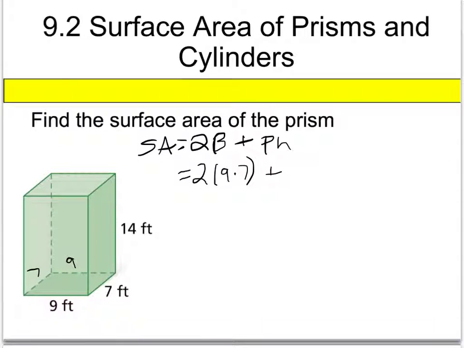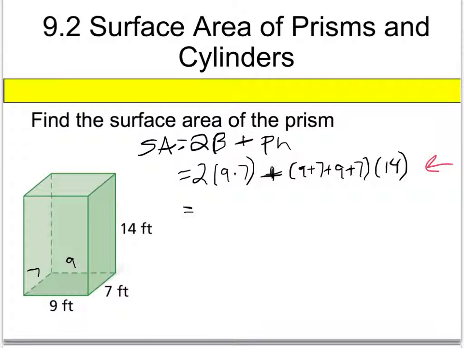Also, in order for us to find the perimeter of the base, we have to add all of the sides up on our base. So we have 9 plus 7 plus 9 plus 7, times our height, which is 14. Now when you're walking through these steps, this is the initial step that I want you to be able to write down. Can you interpret that formula and write the correct numbers in for those variables?